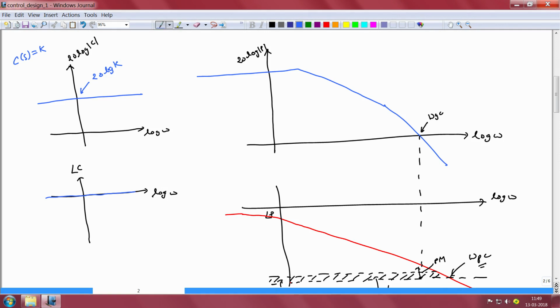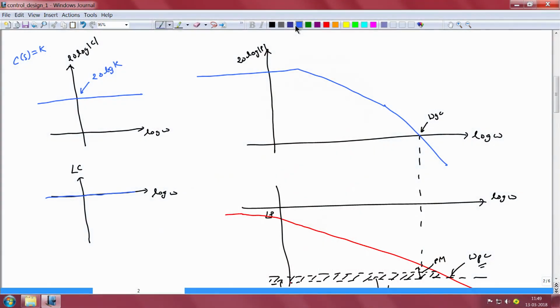whereas the gain of the open loop system C times P would be increased, the entire gain characteristic of the plant would be pushed up by a constant value equal to 20 log of K. So, if I were to indicate that on the same graph, the gain characteristic would look something like this. The gain characteristic of the plant has just got pushed up, and the amount by which it has got pushed up is 20 log magnitude of K.